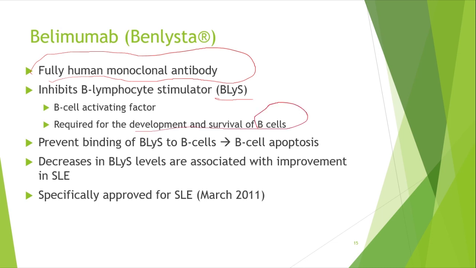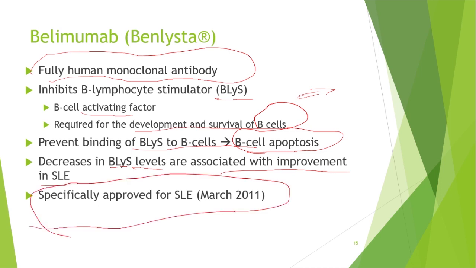Now remember, these conditions, SLE, are tied to autoantibodies, and we know B cells, further down developing, will lead to antibody secretion. So you are stopping it at an early stage. You're stopping the activating factor from binding to B cells, and B cells will go to apoptosis. Right, and it has been shown that a decreased level of BLyS is associated with improvement in SLE. Now, this biologic is specifically approved for SLE, back in the day, March 2011.